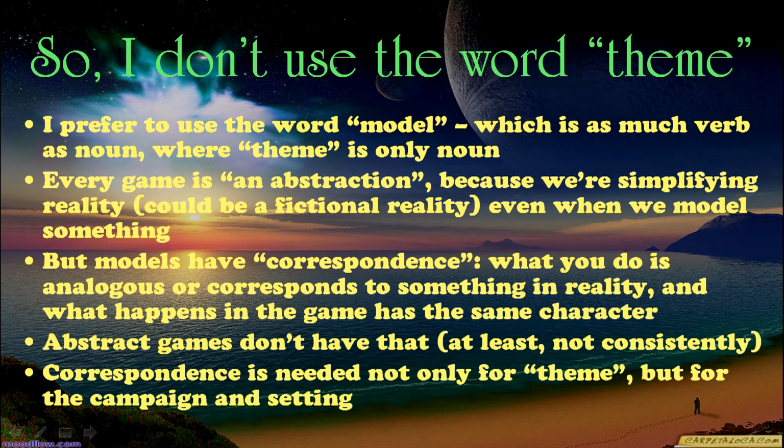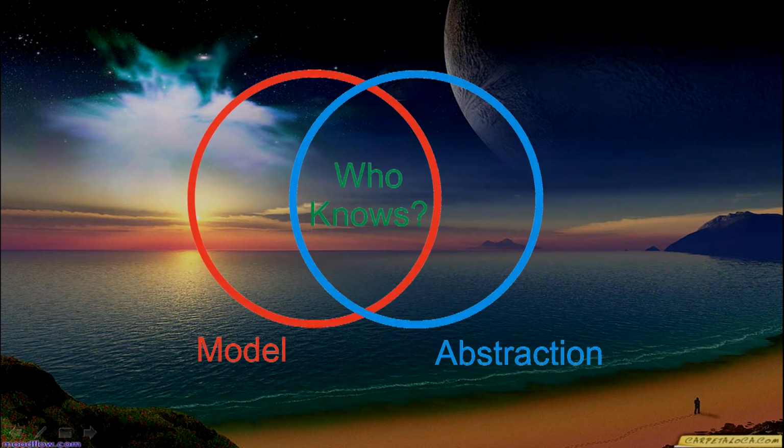What happens in the game has the same character. I'll talk in more detail about this later. Abstract games don't have that, or at least not consistently. Correspondence is needed not only for the theme but for the campaign and the setting. I tried to make a Venn diagram for this. We have models, we have abstractions, sometimes we have something in the middle, who knows what we call it.